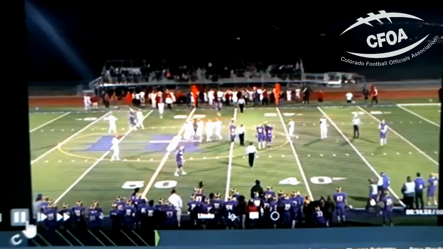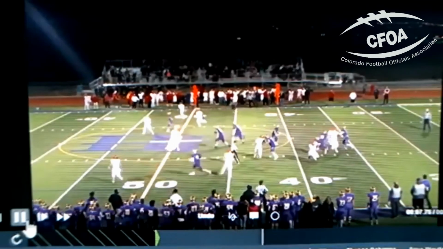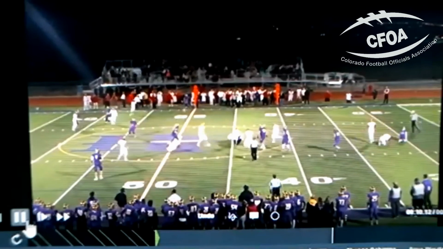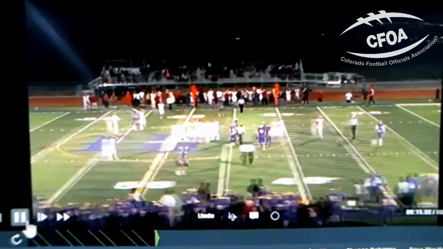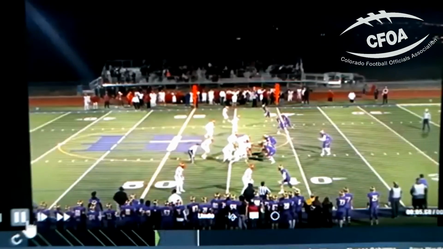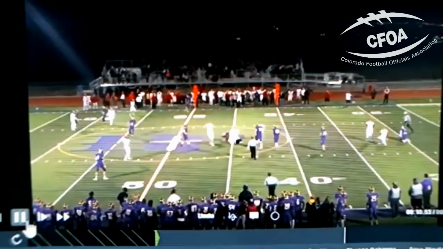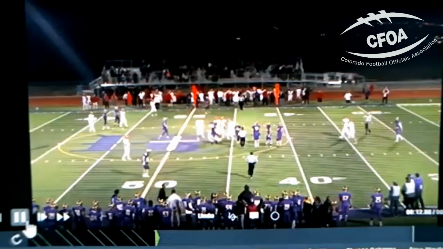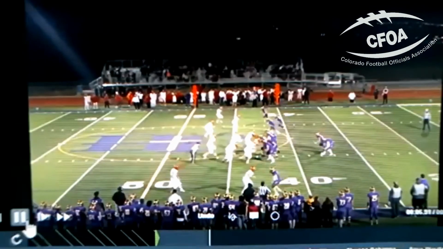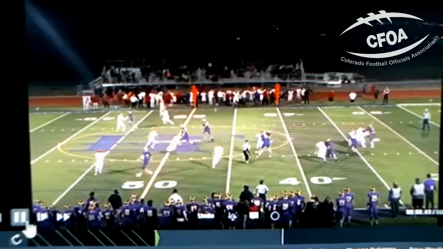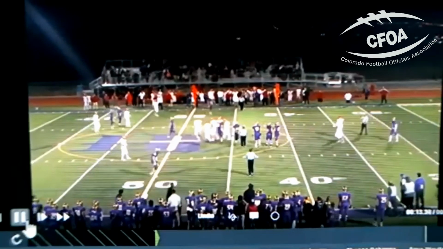Flag comes out. So what I would say here is the referee did two things right. One, he kept the play alive, and two, he flagged it. So the foul has to do with a bat. Illegal bat. Because he did not bat it towards his own goal. He batted it towards his opponent's goal on a backwards pass.